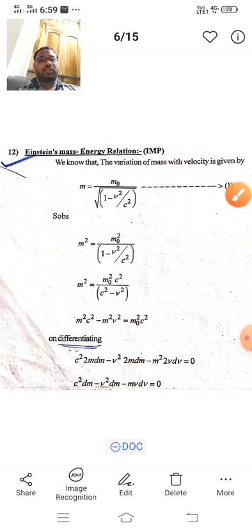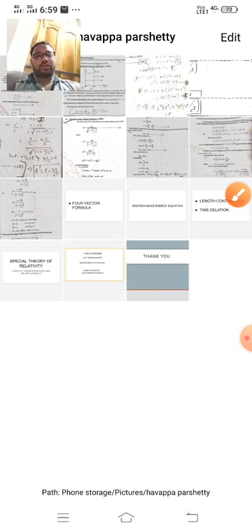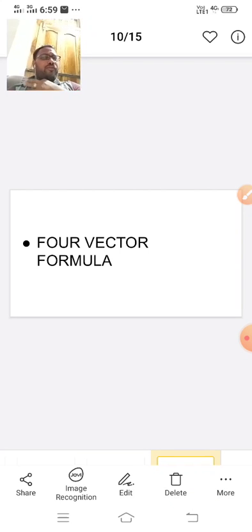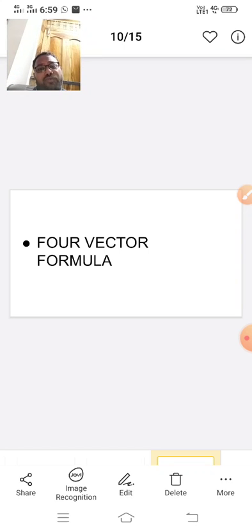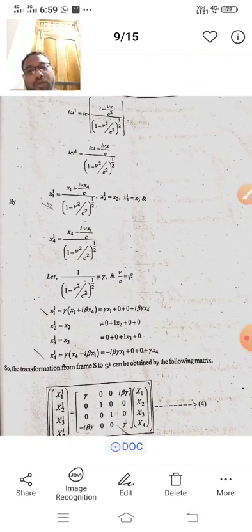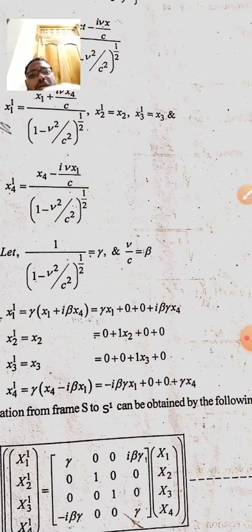Okay, so the next concept is the final concept in this chapter, the 4 vector formula. For simplification of calculation of vectors in the special theory of relativity, we can use the 4 vector formula. What is the 4 vector formula? The 4 vector formula is nothing but the matrix form. This one is the 4 vector formula.